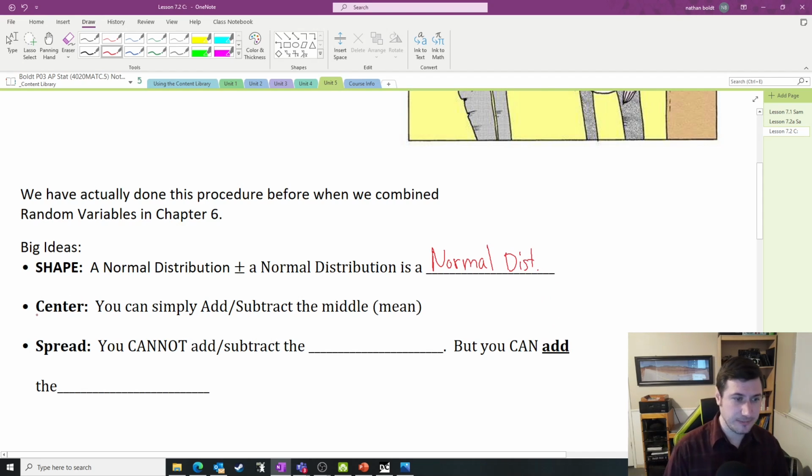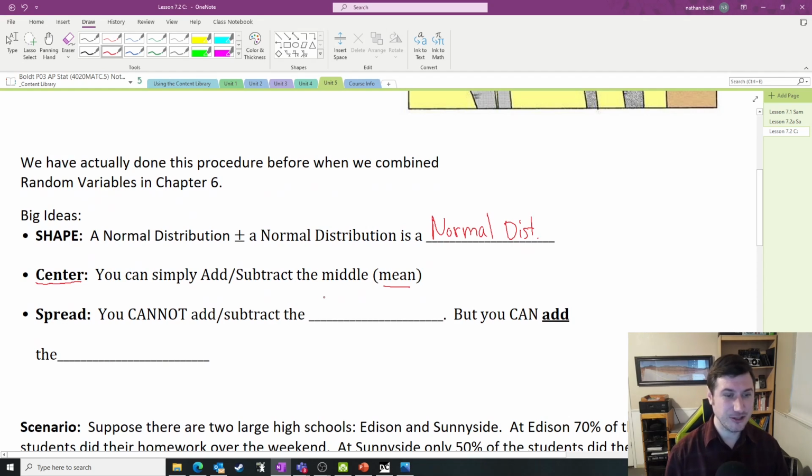All right, the center. If you take a normal distribution plus a normal distribution or minus, you can simply add and subtract the middle, the mean. All right, now the weird one when you're combining random variables is the spread. You cannot add or subtract the standard deviation. You can combine the means, you can combine the centers, but you can't combine the standard deviations.